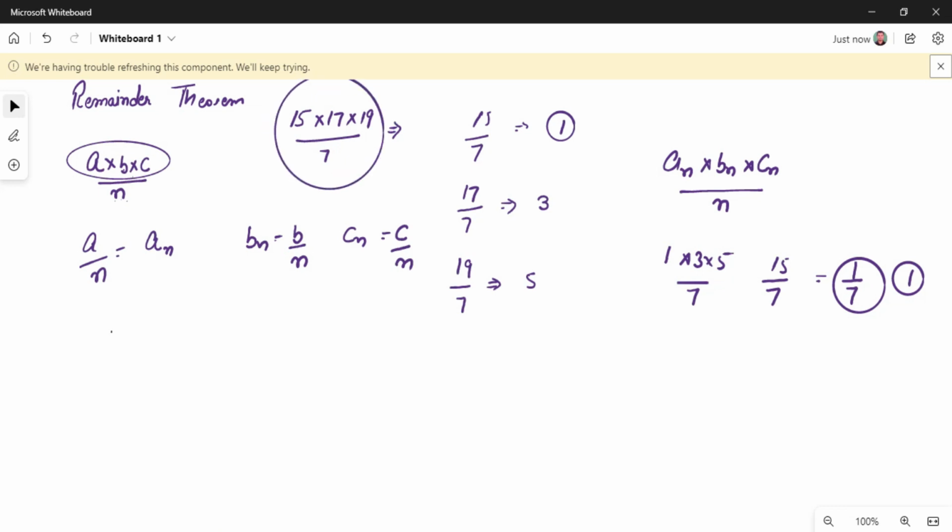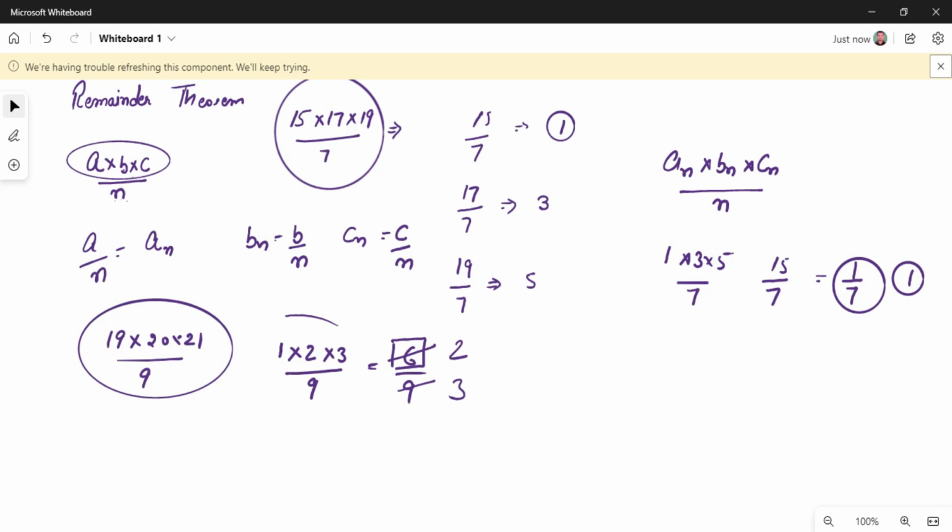Let's take another example. We have 19 into 20 into 21, and it is divided by 9. In this case, when we divide 19 by 9, we get remainder 1. When 20, it is 2. When 21, it is 3, divided by 9. So in this case, when you multiply, it is 6 by 9, but the remainder is 6 only. You need not cancel this out like 2 by 3, because we have to find out the remainder of this expression. So in this case, the answer is 6 only.